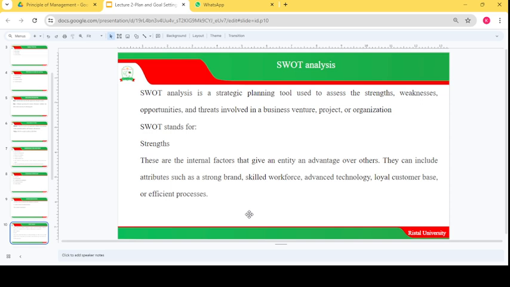So SWOT stands for strengths. These are the internal factors that give an entity an advantage over others. They can include attributes such as a strong brand, a skilled workforce, advanced technology, a loyal customer base, or efficient processes.